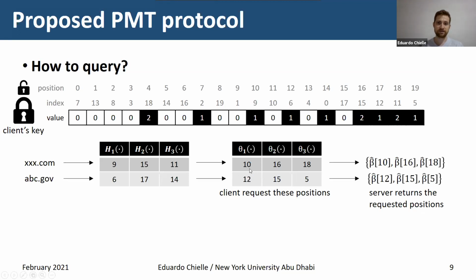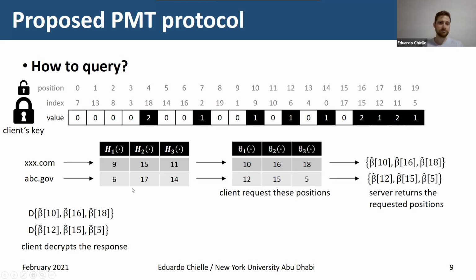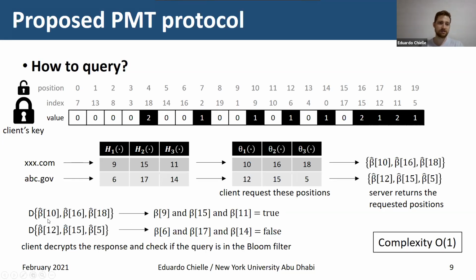So for example here, the client asks for the position 10, and the position 10 is this position here. And so the server is just going to return this position here in the encrypted Bloom filter. And the server doesn't know that this position 10 is the index 9. Okay. Now the client simply decrypts the result, and by knowing that the position 10 is the index 9, position 16 is the index 15, and so on, the client can figure out if the query is part of the Bloom filter or not. And this whole process has complexity O(1).